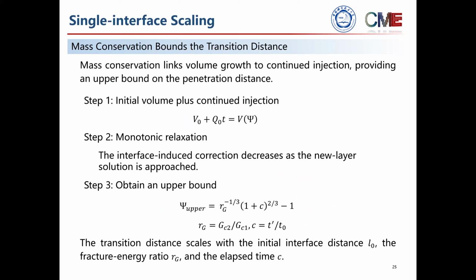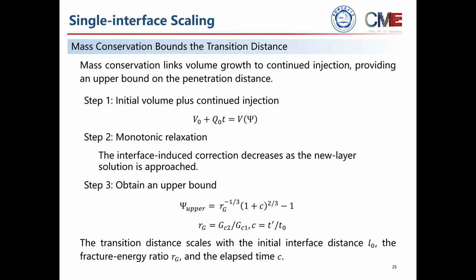For the fracture energy case, mass conservation provides a useful estimate of the transition distance. At the instant of crossing, the fracture contains an initial fluid volume. After crossing, continued injection, Q sub zero times T, adds more, and the evolving fracture volume must equal the sum of those contributions. If we assume the interface-induced disturbance relaxes monotonically towards the new layer's homogeneous solution, we can draw an upper bound for the relative penetration distance.